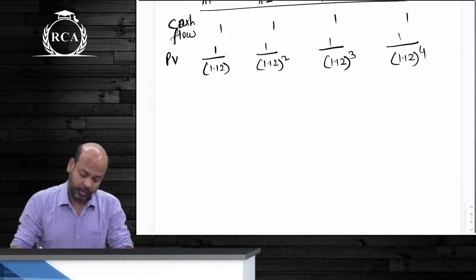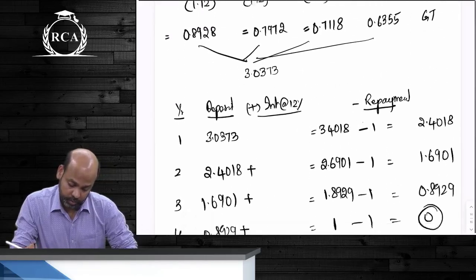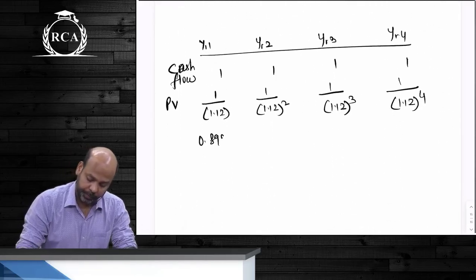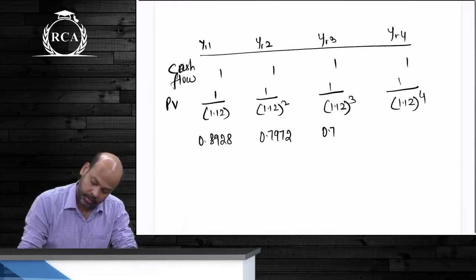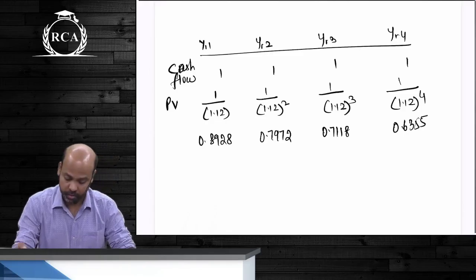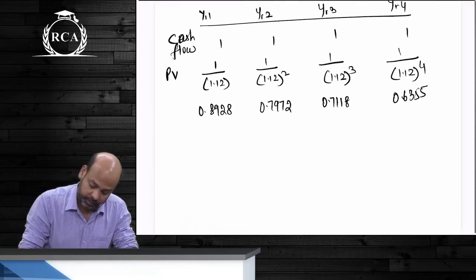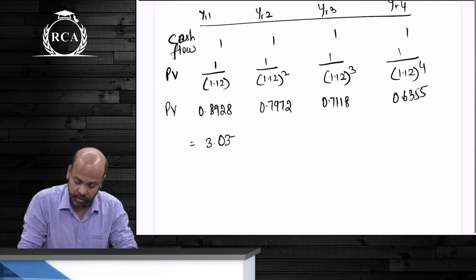Say the values once again: 0.8928, 0.7972, 0.7118, 0.6355. Add up all the values, guys. 3.0373.